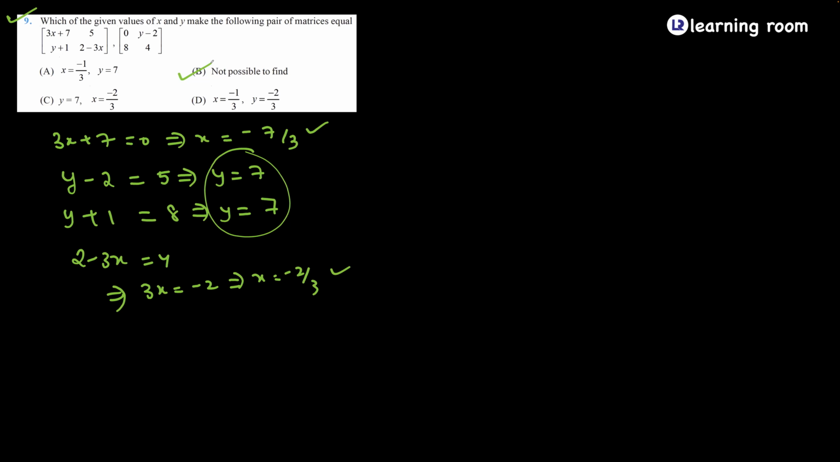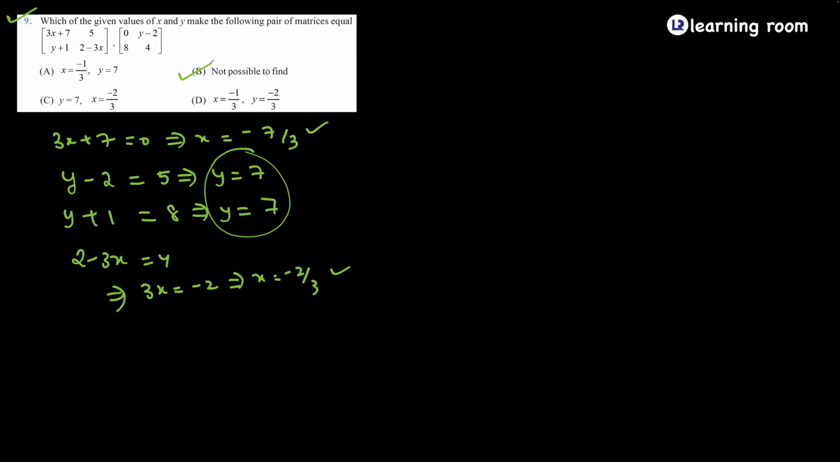They should give you marks, because you will choose either of them. They'll say one answer is right, but you will get two answers. If the option said "or", then you could pick, but that's not possible. And x cannot have two values. X cannot take minus 2 by 3 or the other value. Then also the answer will be not possible to find.